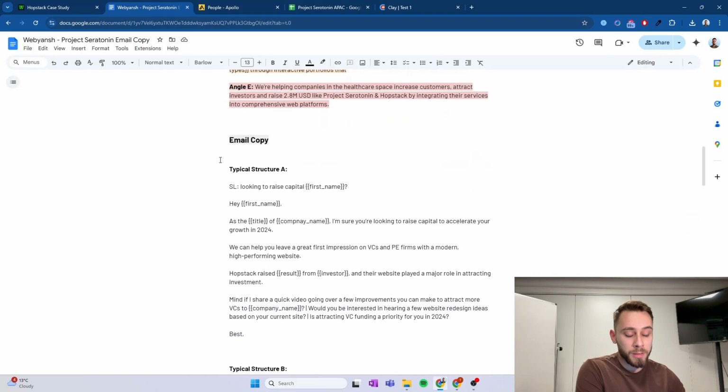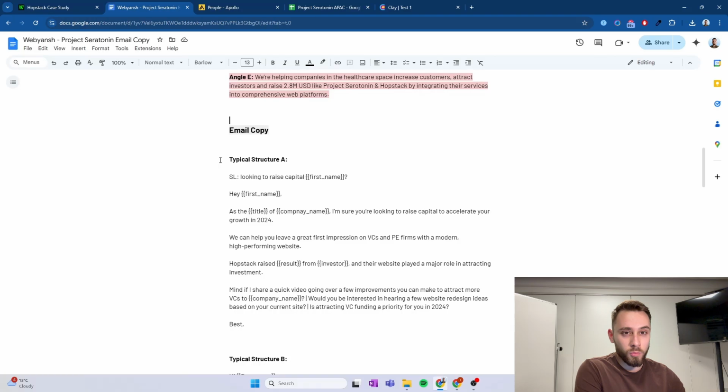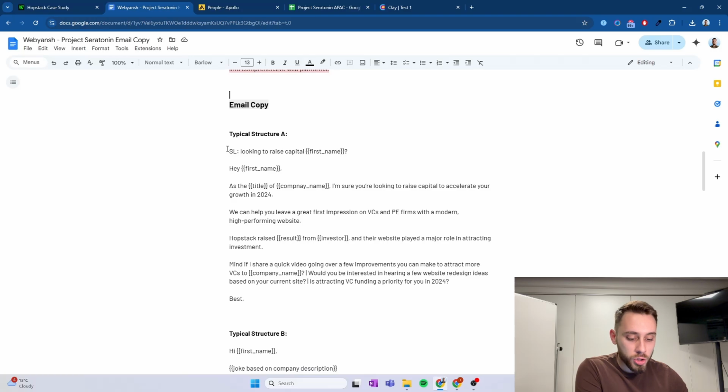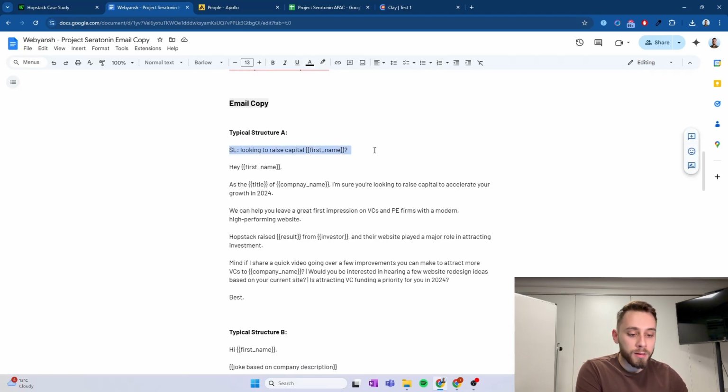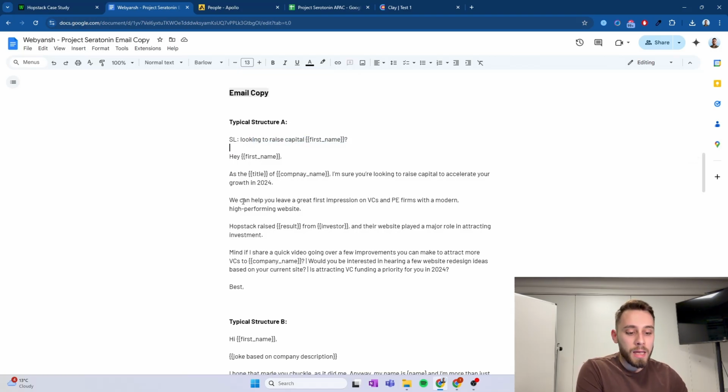For the email copy, what I'm going to showcase now is what you would typically see when it comes to email structure. So let's just go one by one and look at them. For example, the subject line could be "looking to raise capital, Alex, James," whatever. "Hey Alex, as the title of company name, I'm sure you're looking to raise capital to accelerate your growth in 2024. We can help you leave a great first impression on VCs and PE firms with a modern, high-performing website. Hopstack raised X result from Y investor, and their website played a major role in attracting investment. Mind if I share a quick video going over a few improvements you can make?"